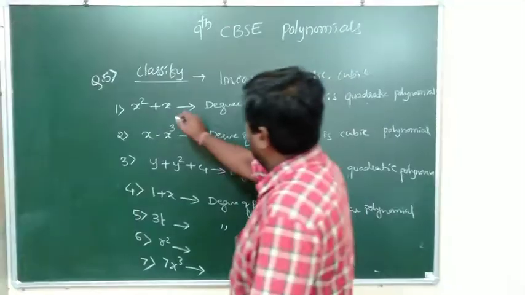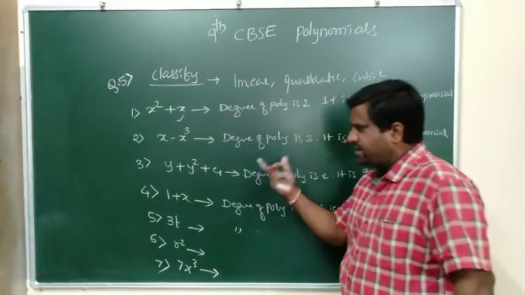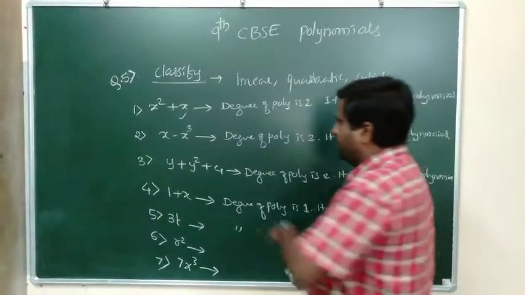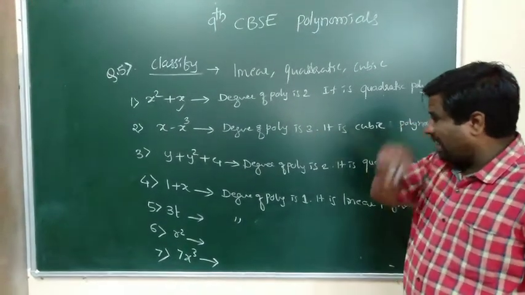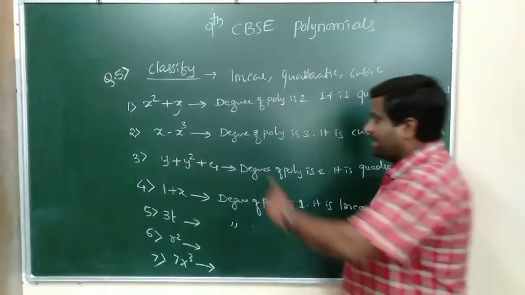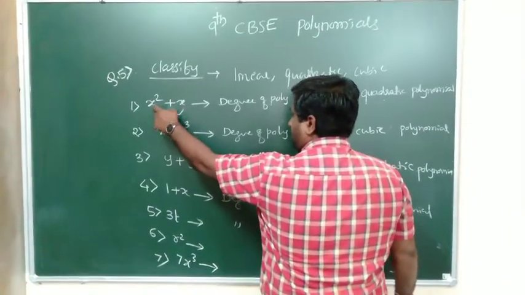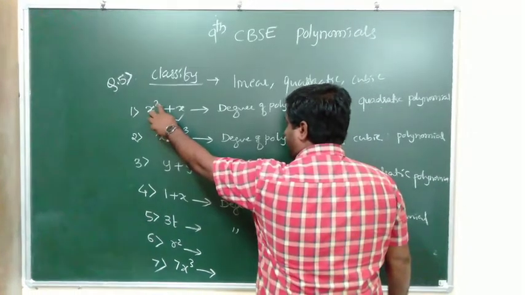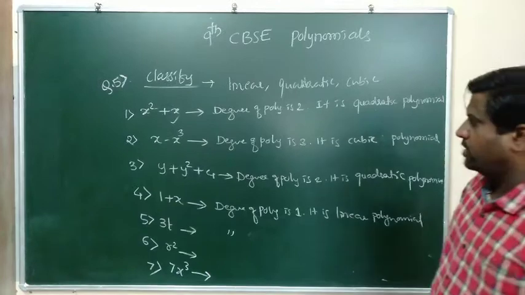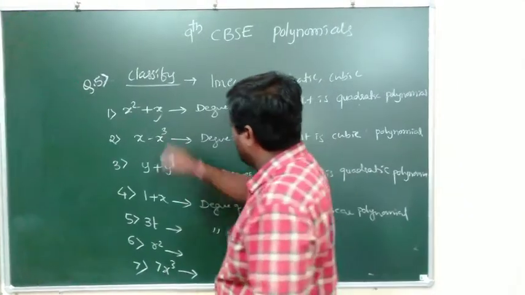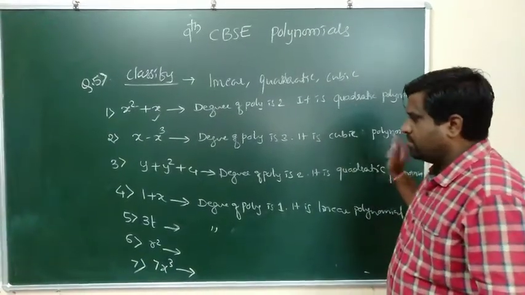See, in the first example, x^2 plus x. Initially you have to decide the degree of that polynomial. In the last example we came to know how to decide the degree. The maximum power is 2, so the degree of the polynomial is 2. That is why it is a quadratic polynomial. In the next case, the maximum power is 3. So the degree becomes 3 and hence it is a cubic polynomial.